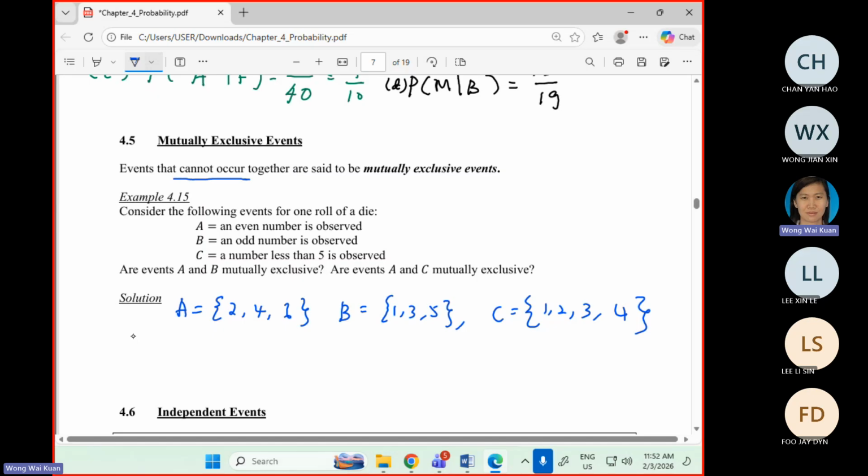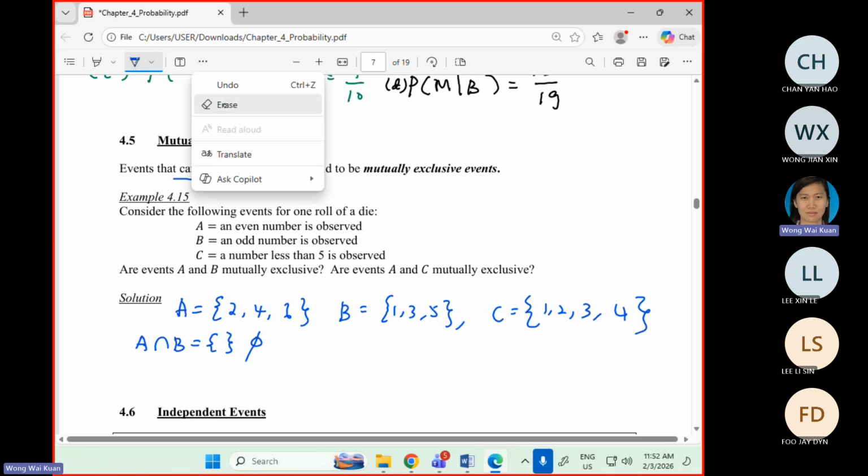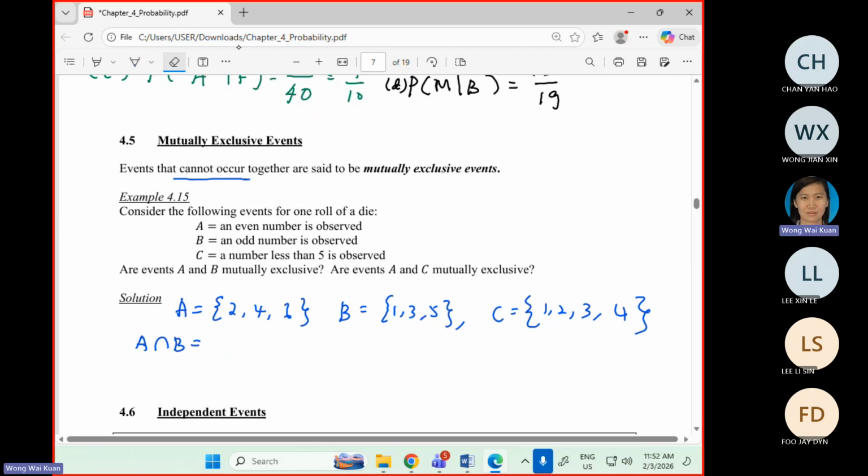Okay, so that means I must find what? A intersect B, that is the empty set, right? Empty set can be written like that, right? Up to you, but I'm more common with the second one actually. So it's empty. Therefore, A and B are mutually exclusive.